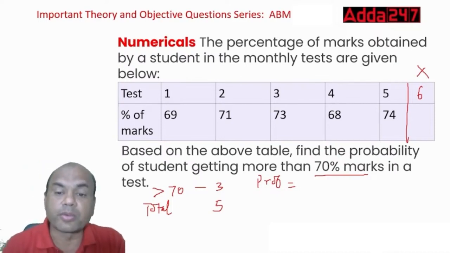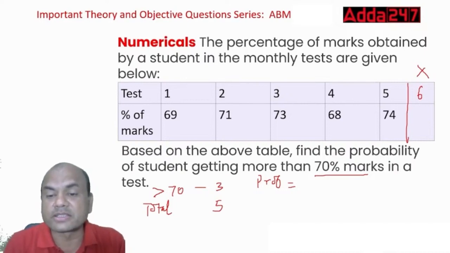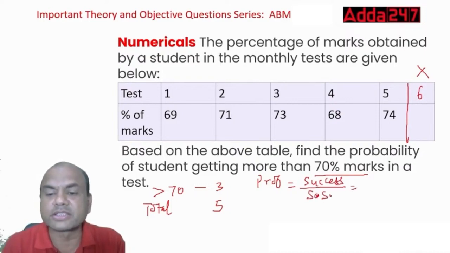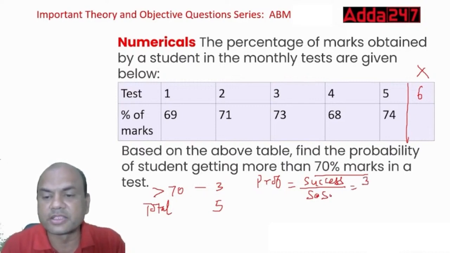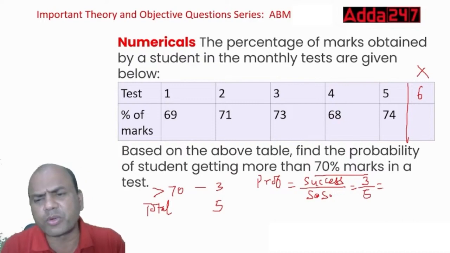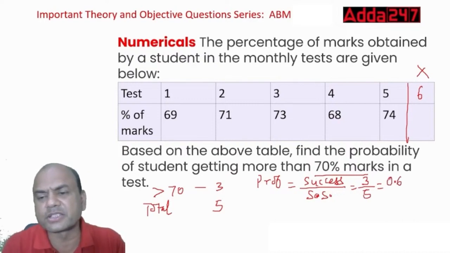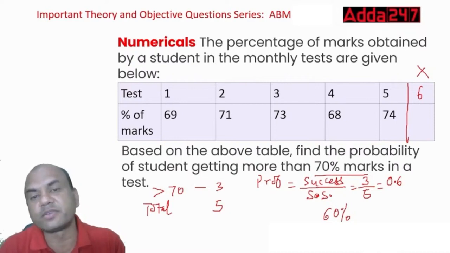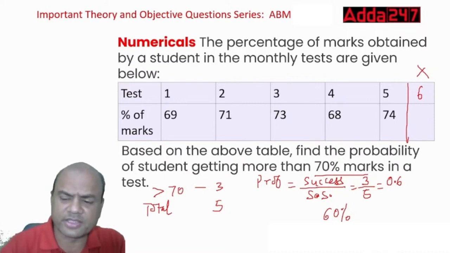So probability equals success upon sample space. Success is 3. Sample space is 5. So 3 by 5, or 0.6, or somebody can write 60%. So there is a 60% probability that the student will get more than 70 in test number 6. That is the answer, isn't it?